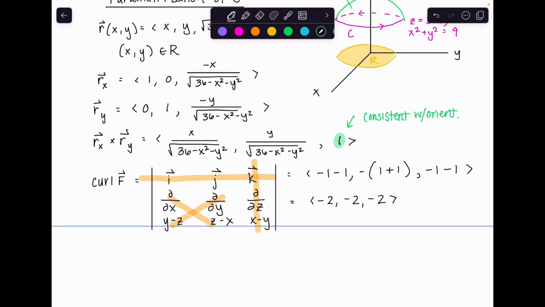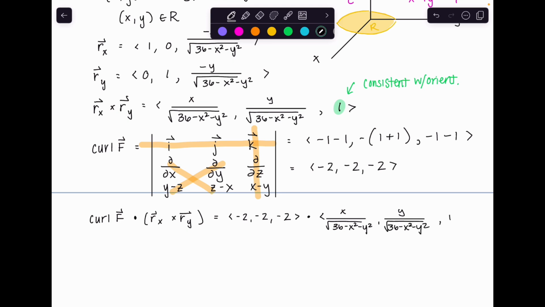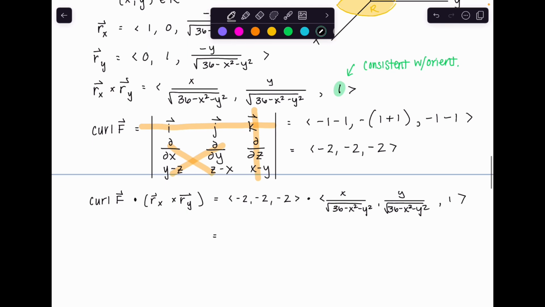Now, if this had a variable, you'd have to again evaluate it on that particular parameterization, but thankfully it is just constants. So I'm going to go ahead and take the curl of this vector field, and I need to dot product it with that normal vector, which is Rx cross Ry. And this is going to be what goes inside my integral. So this is -2, -2, -2, dot product with x over the square root, y over the square root, and then 1. So that dot product will end up being -2x over square root of 36 minus x squared minus y squared. Then -2y over the same thing.